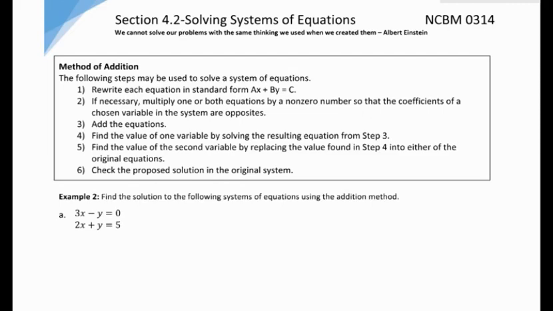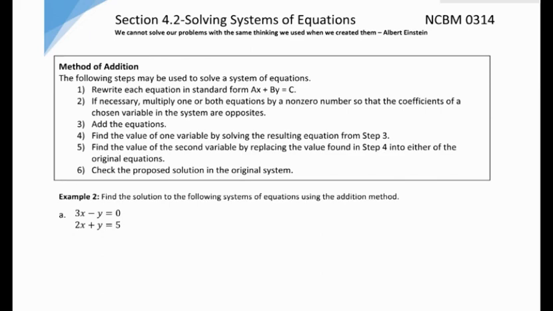Section 4.2, solving systems of equations by the addition method. Okay, so the method of addition, we have these steps. First, rewrite each equation in standard form, ax plus by equals c. Then, if necessary, multiply one or both equations by a non-zero number so that the coefficients of a chosen variable in the system are opposites.